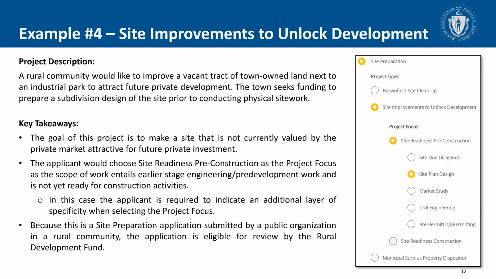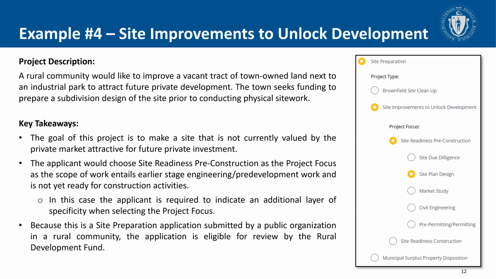So now we're moving into the site preparation development continuum category. This project is a good fit for the site readiness program, which is represented by the site work improvements to unlock development project type. The scope of work for this project is focused on earlier stage design work. So when looking at the project focus options available, the applicant would want to choose site readiness pre-construction as opposed to the construction option.